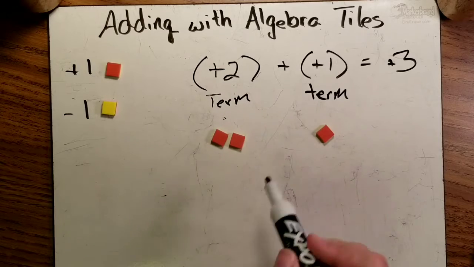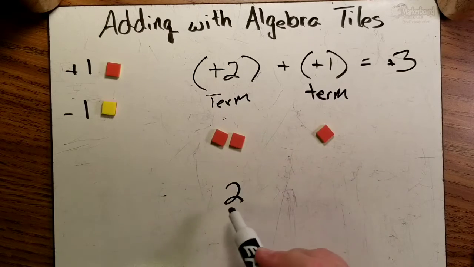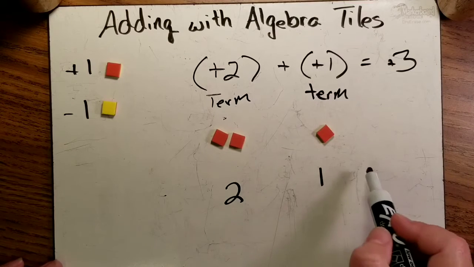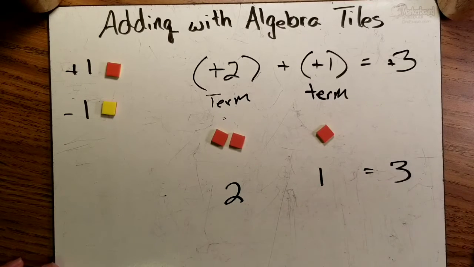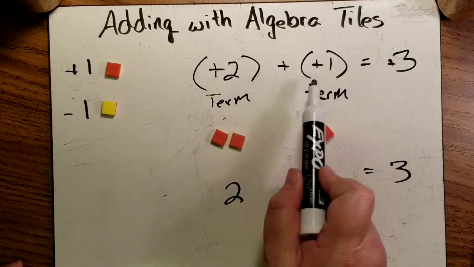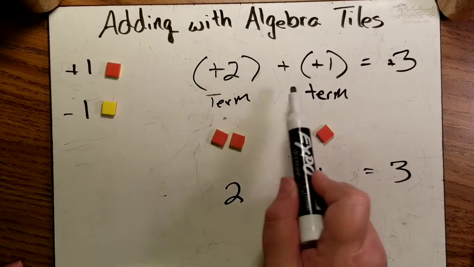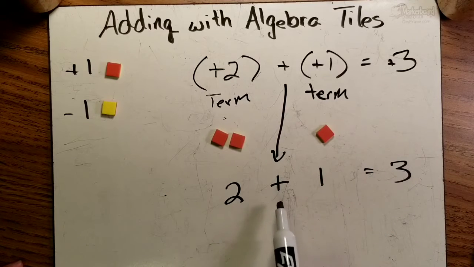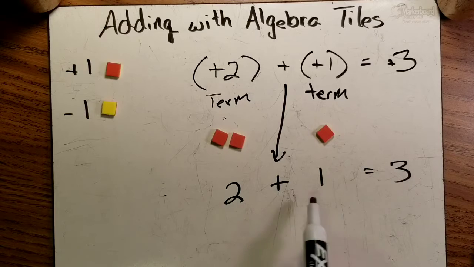Now, other ways you may see that is we don't have to put the positive in front because we know we're always dealing with positive numbers. So we can use these without the positives, but we are adding. We're always combining terms. So you could look at it like this. You're always combining terms, +1. So 2 plus 1 equals 3 would also be something you could use.